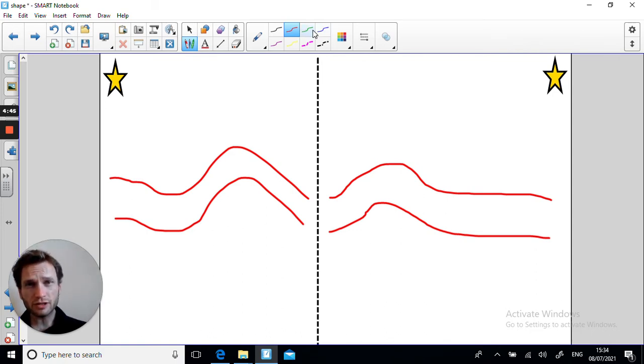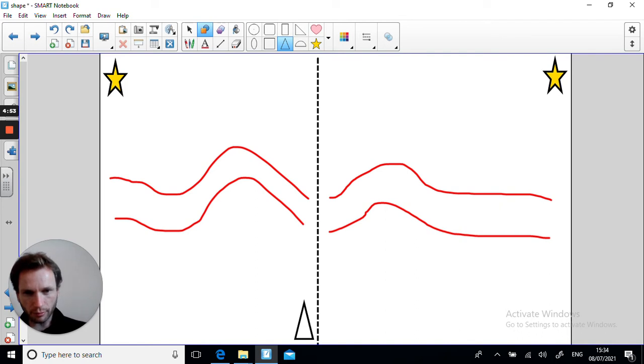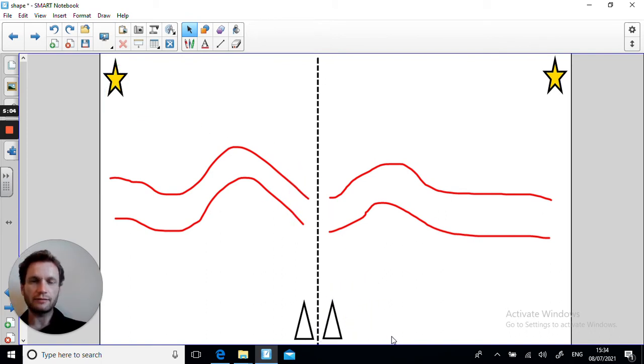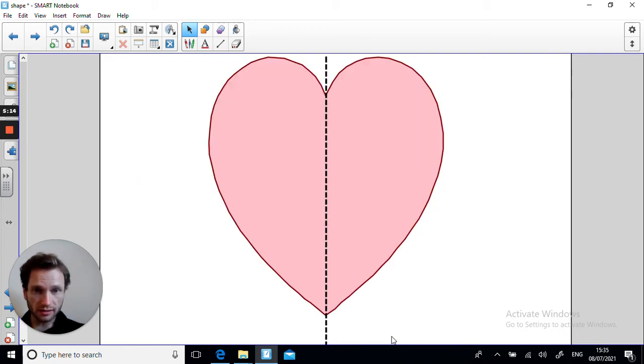Okay, maybe I want to do something else. Or maybe I'll pop in a nice triangle. So if I'm going to put a triangle just down the bottom here, but if I put one on this side, I have to do exactly the same on the other side, of course. Lovely. So you can build up your picture like that, be as creative as you like, and just have fun with it. Here's just a few more ideas before you get started.